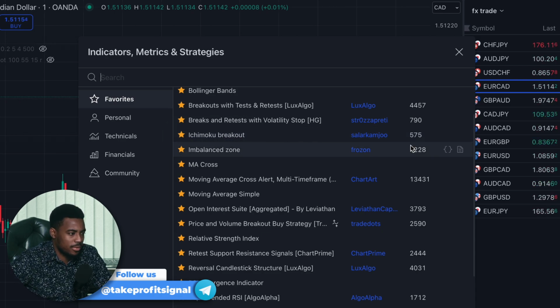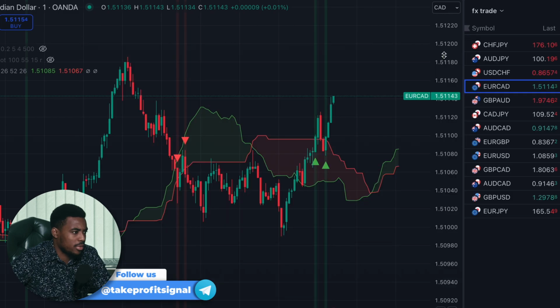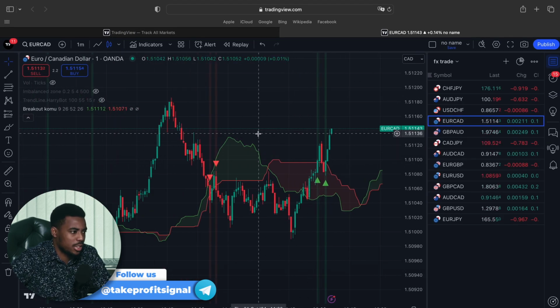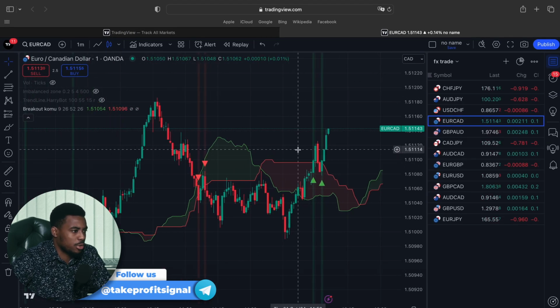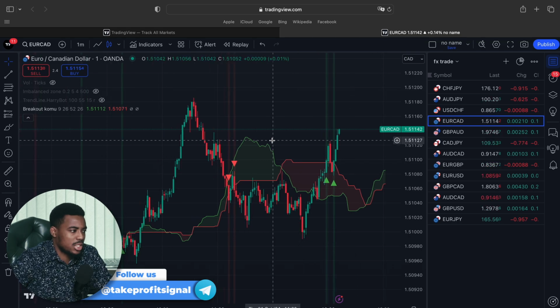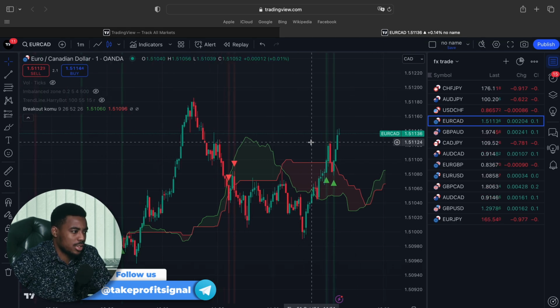It has only 575 users, which is quite few. Just click on the name of this indicator. We have the Ichimoku Cloud displayed here. It's absolutely not important for you to know what it is. Let me just explain the strategy that we are going to use today.